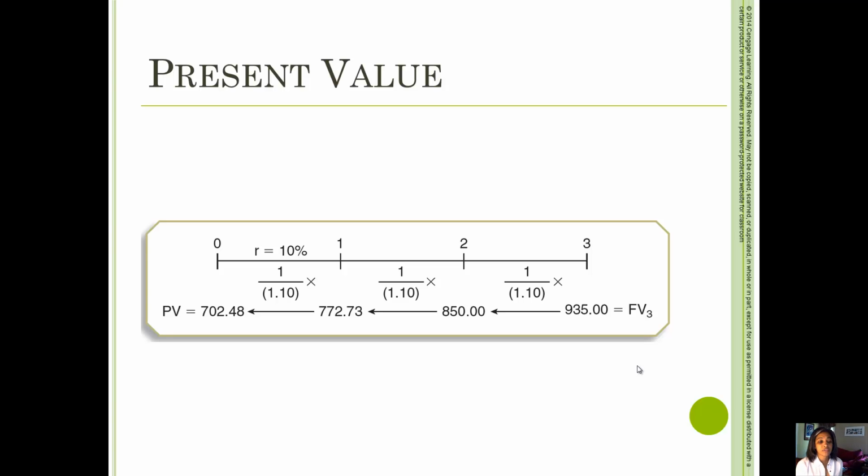So if we want to look at this on the timeline, notice that the major difference between this timeline and the future value timelines that we saw is that the arrows are pointing to the left instead of to the right. So we're starting with $935 and we're working our way back to a present value of $702.48.